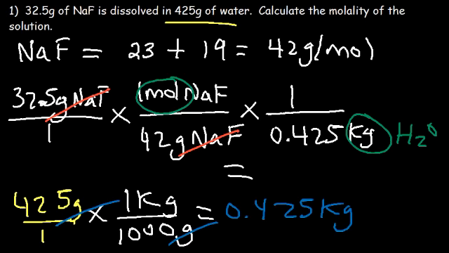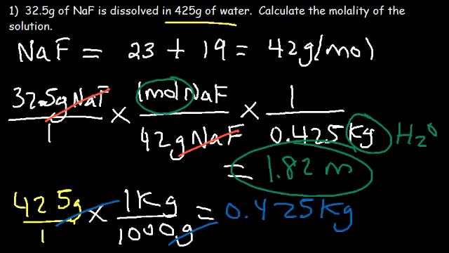So now, at this point, let's go ahead and calculate the molality of the solution. So 32.5 divided by 42, that's 0.7738 moles, and then take that divided by 0.425, and you'll see that the molality is about 1.82. Lowercase m is for molality. So that's how you can calculate it.